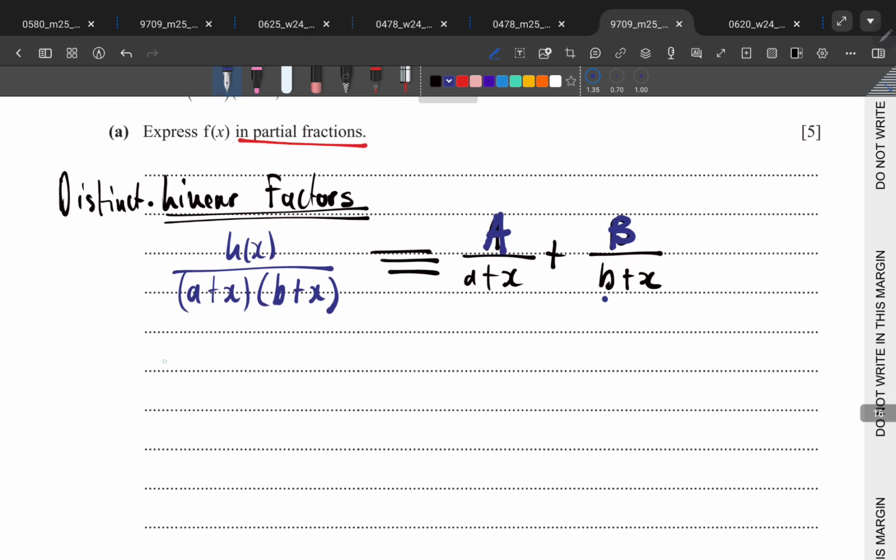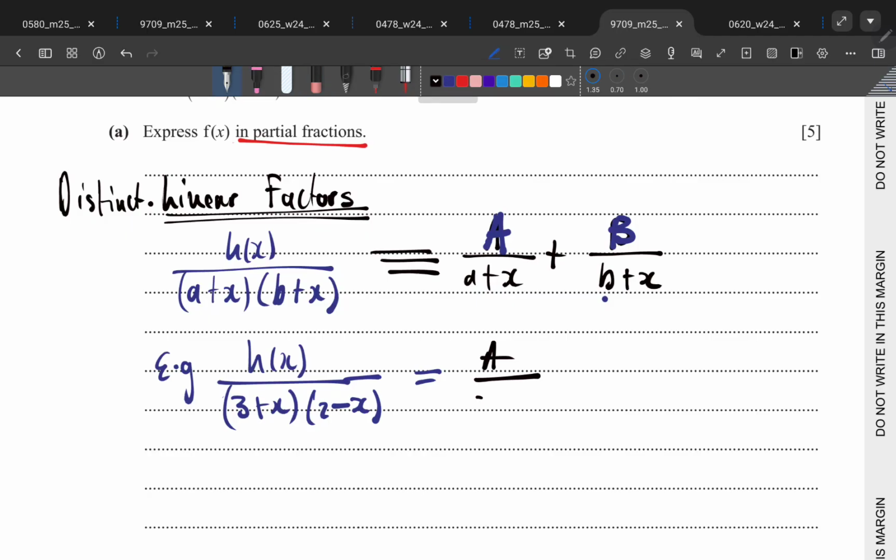So let's say you have, e.g., something h of x over, let's say 3 plus x times 2 plus x. What would you get here? Or times 2 minus x. What would you get here? You would get this as a over 3 plus x plus b over 2 minus x. This is what we have on our first line.